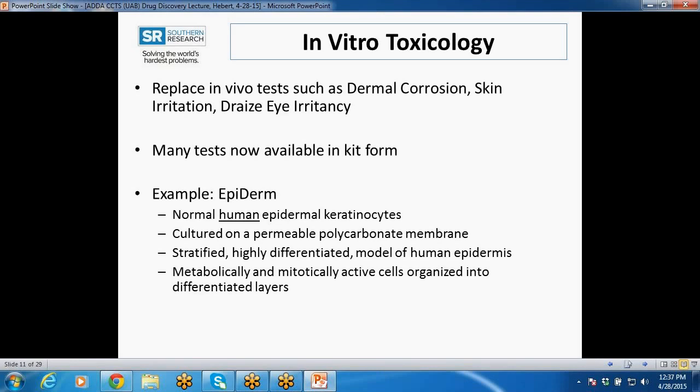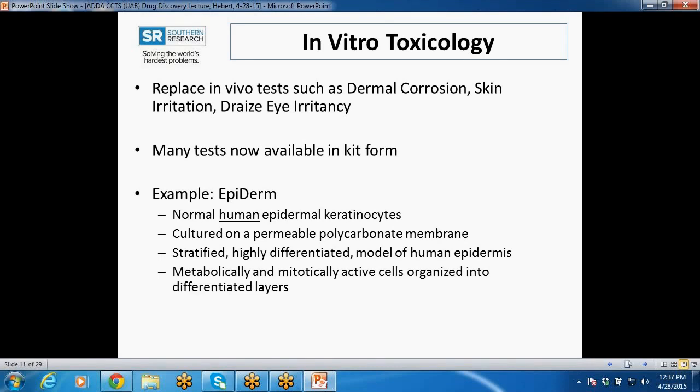Some of the tests that are used currently for in vitro toxicology are developed to replace older in vivo tests. A good example of that is the dermal corrosion test, the skin irritation test, and the Draize eye irritancy tests. All these used to be done in rabbits. Toxicology by its very nature is looking for adverse effects.